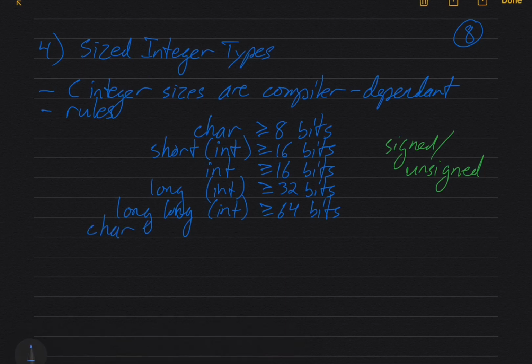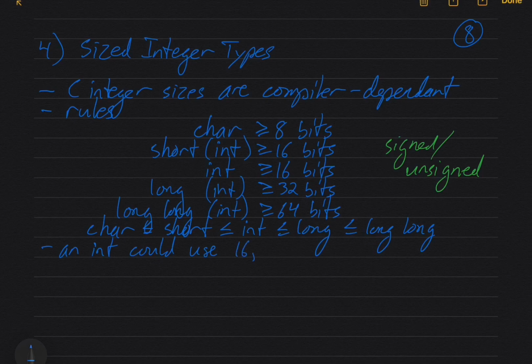So a char is no bigger than a short, which is going to be no bigger than an int, which is no bigger than a long, which is no bigger than a long long. So those are the rules, and as a result of that, an int could use 16, 32, or 64 bits of storage, and it depends on your compiler and which processor you're working on. So usually an int is going to be the same as the word size for your processor. So what's the problem?